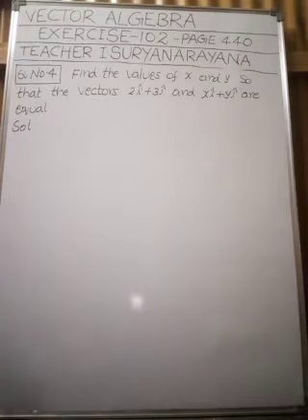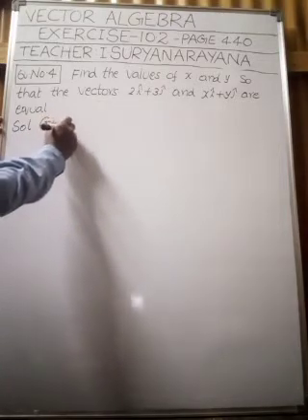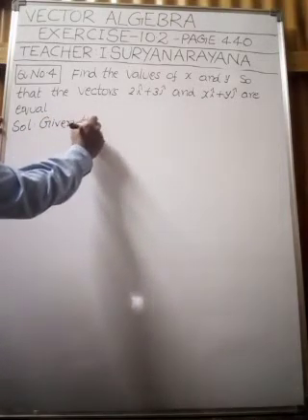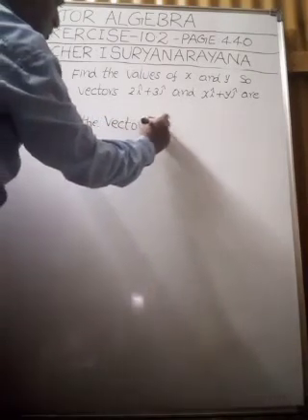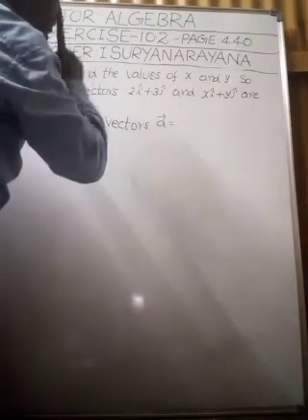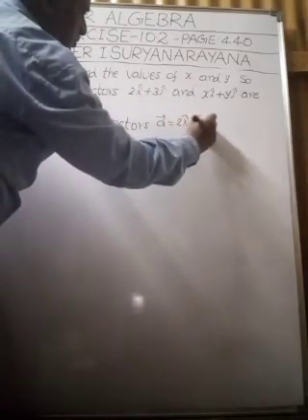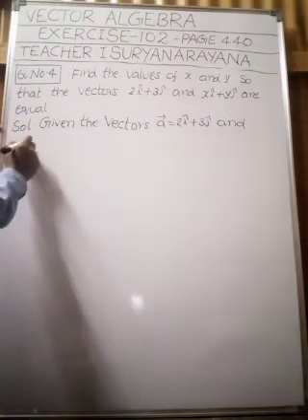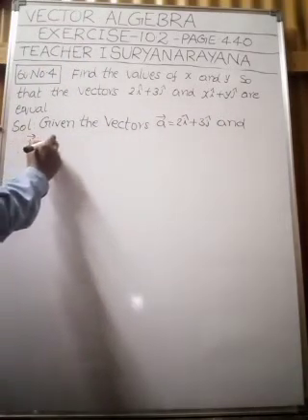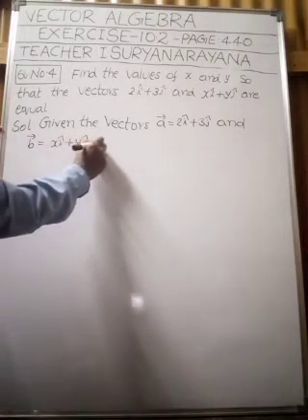Okay, my dear children. Let us write the given data. Given the vectors, let us assume that a bar is 2i cap plus 3j cap, and b bar is equal to xi cap plus yj cap. They are equal.